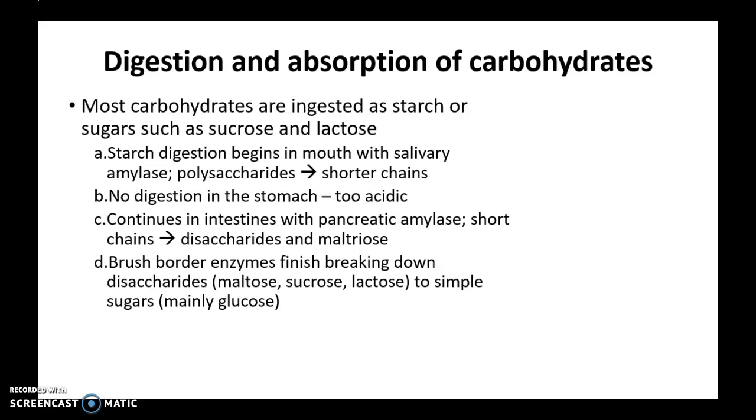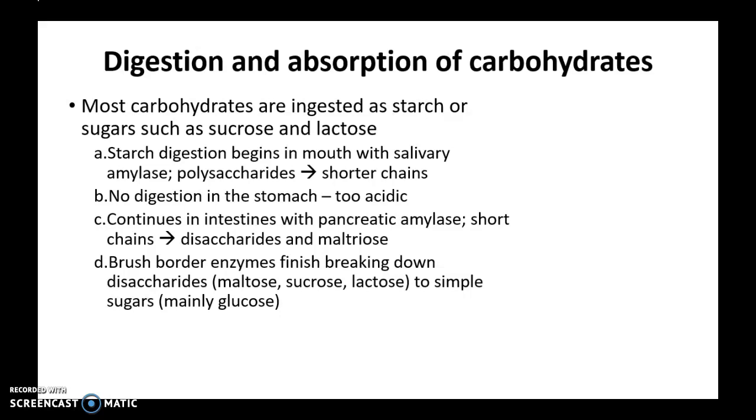Okay, so let's talk about absorption now. I want you to remember that absorption of most of the nutrients takes place in the small intestine. Now, when we talk about carbohydrates, we take in carbohydrates in the form of potatoes, pasta, rice, which are starch. And also we take in other types of sugars like sucrose and lactose.